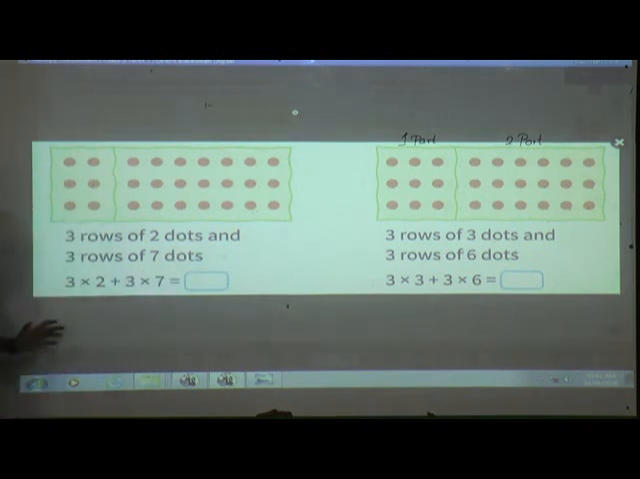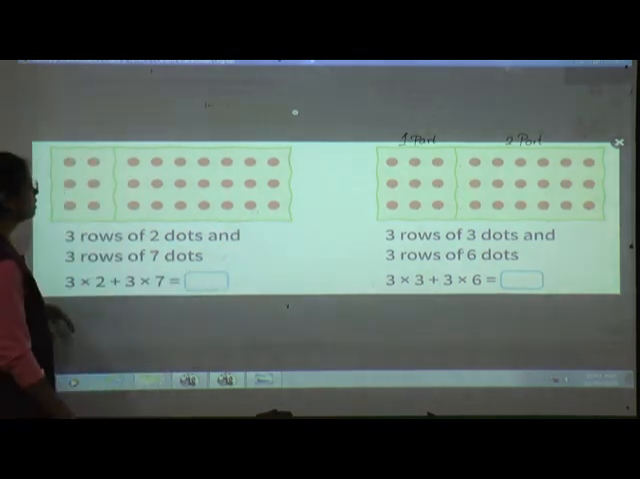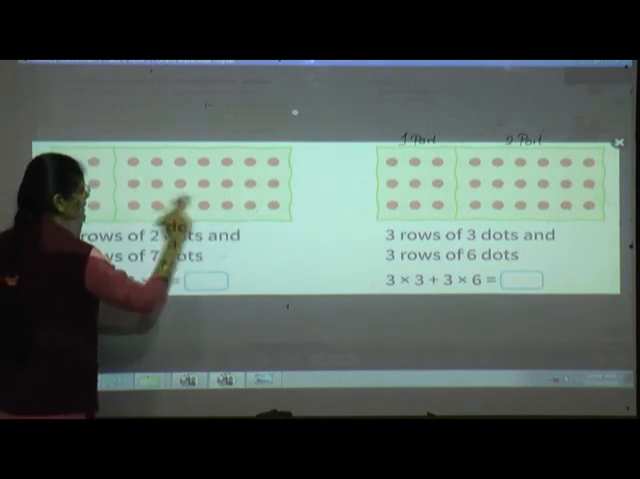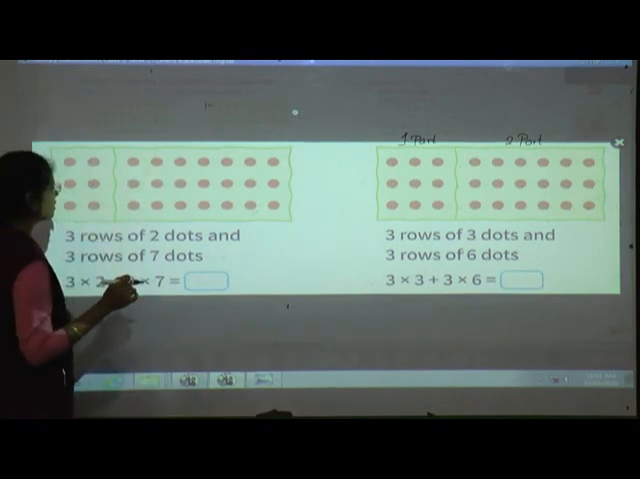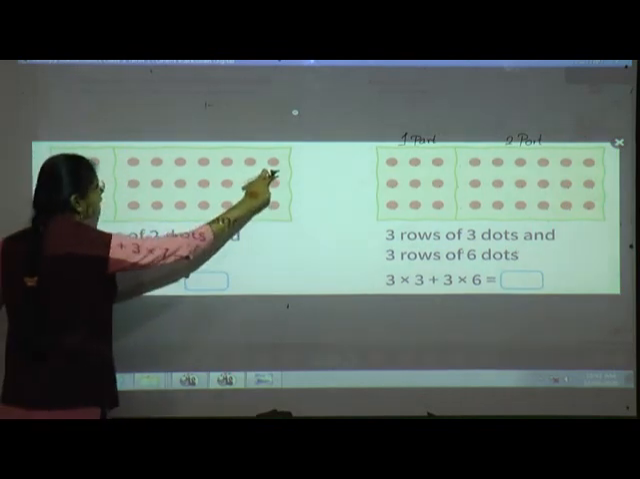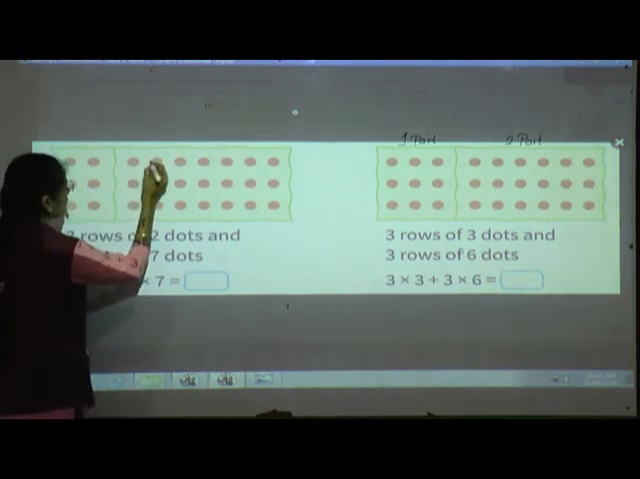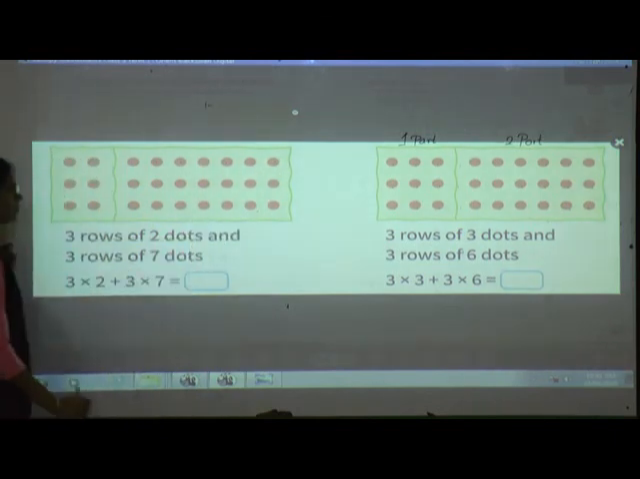Then we will move to the next part, that is the big part. Now see here in this part, again we can see only 3 rows are there, isn't it? Here also 3 rows. Now in the first row, count how many dots are there. Count in your textbook. 1, 2, 3, 4, 5, 6, 7. In the first row, there are 7 dots.